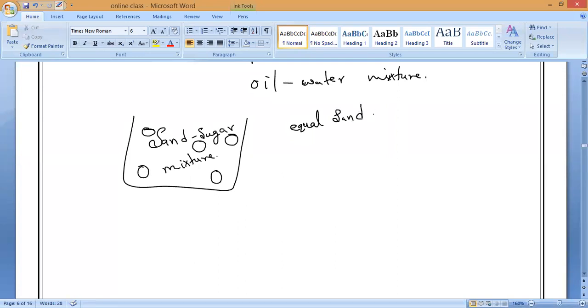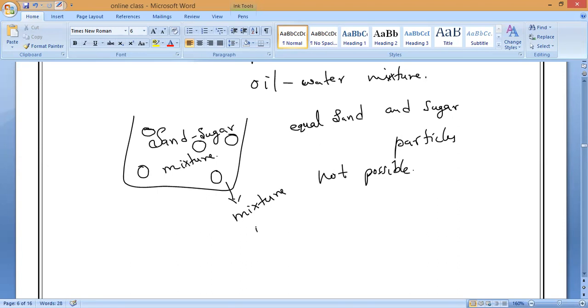No, sir. It is not possible. That is why it is called which mixture? Heterogeneous, because there is no uniform distribution of particles throughout its mass.